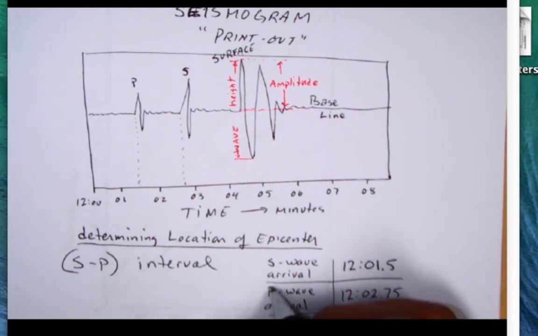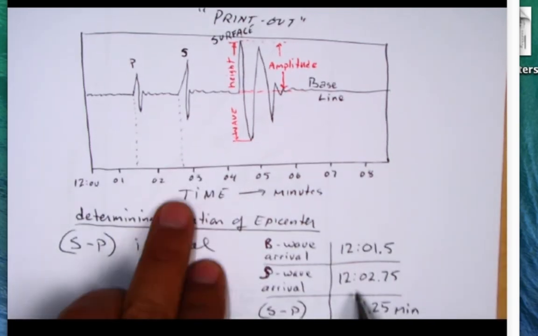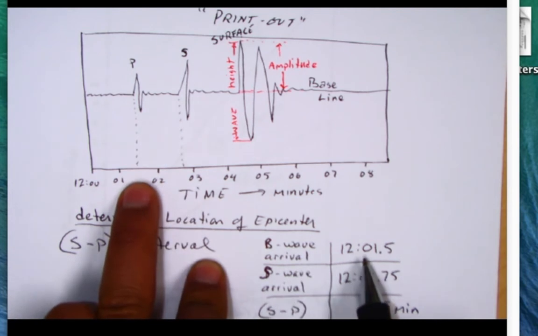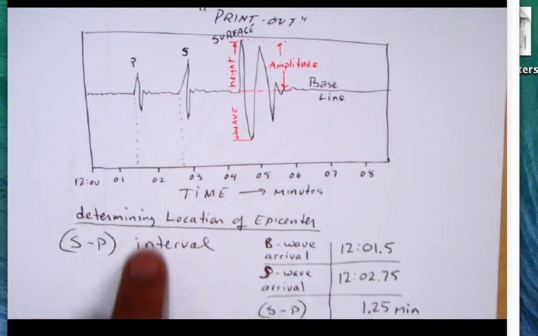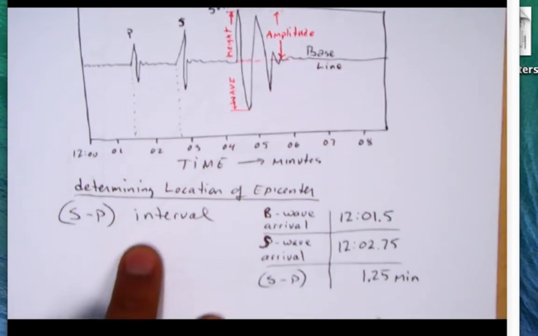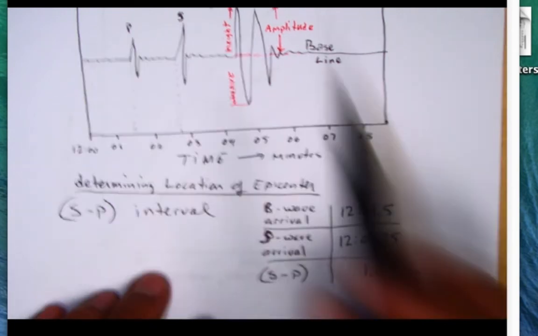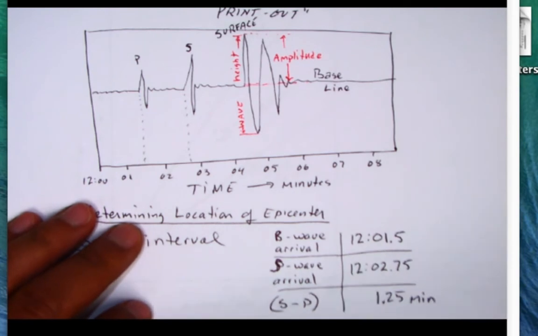This is the S wave here actually, and this is the P wave over here. I have these backwards. So the S wave is at 12:02.75. The P wave is at 12:01.5. When you do the subtraction, you get 1.25 minutes. So that's the duration, or the time between S minus P. We'll remember that and come back to it. We're going to have to use that for plotting in a moment.